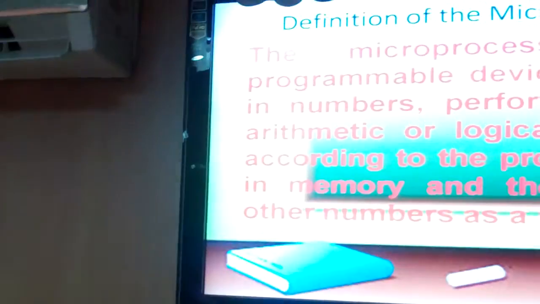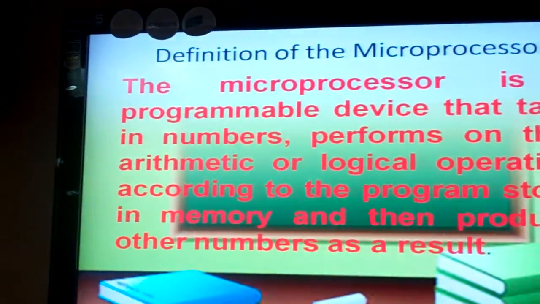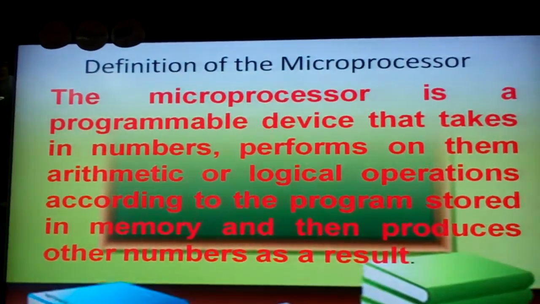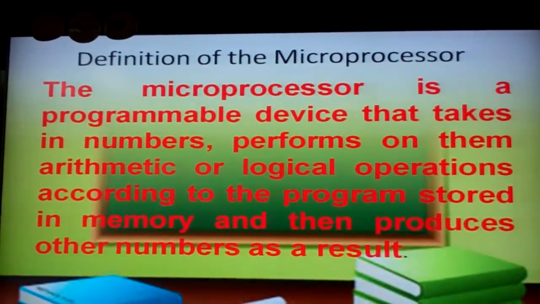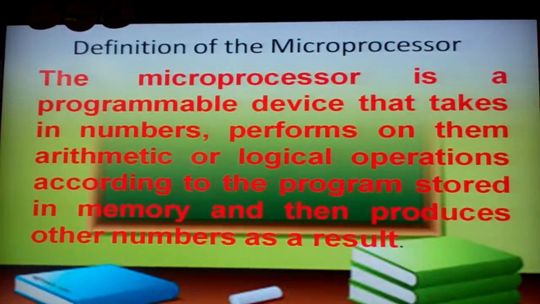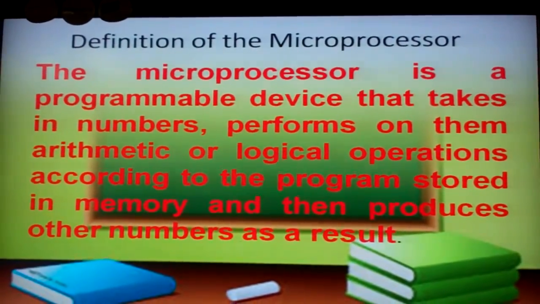Let's start with the definition of a microprocessor. It's a programmable device that takes in numbers, performs on them arithmetic or logical operations according to the program stored in the memory, and then produces other numbers as a result. This is the definition of a microprocessor.